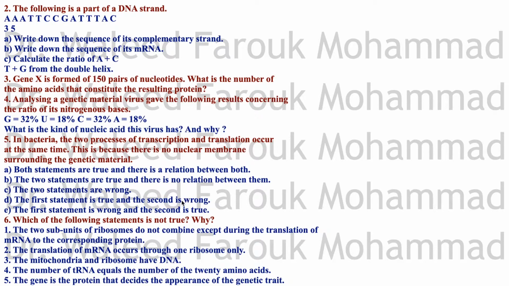Which of the following statements is not true? The two subunits of ribosomes do not combine except during the translation of mRNA. This is true. The translation of mRNA occurs through one ribosome only. No, this is not true. Through several to over 100 ribosomes attached to it.